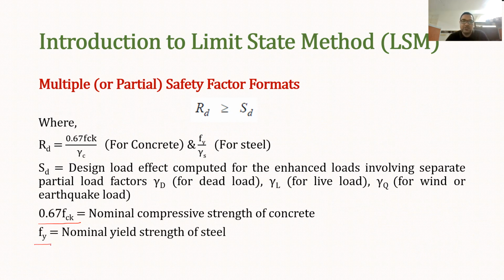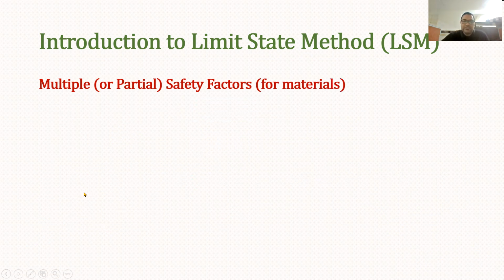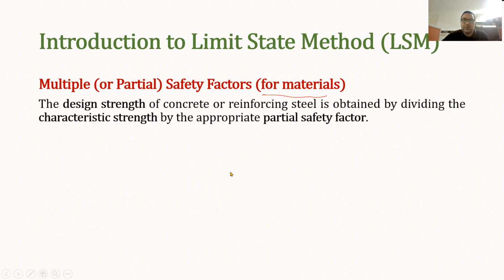fy is the nominal yield strength of the steel. So now we will see what the values of these safety factors are according to the limit state method. First we will talk about the partial safety factor for the materials, and we have two materials: one is concrete and the second one is the reinforcing steel. So as per IS code, we will see what the partial safety factor is. As I said, we will first find out the design strength, which is the Rd value, and this Rd is dependent on the safety factor for the materials.